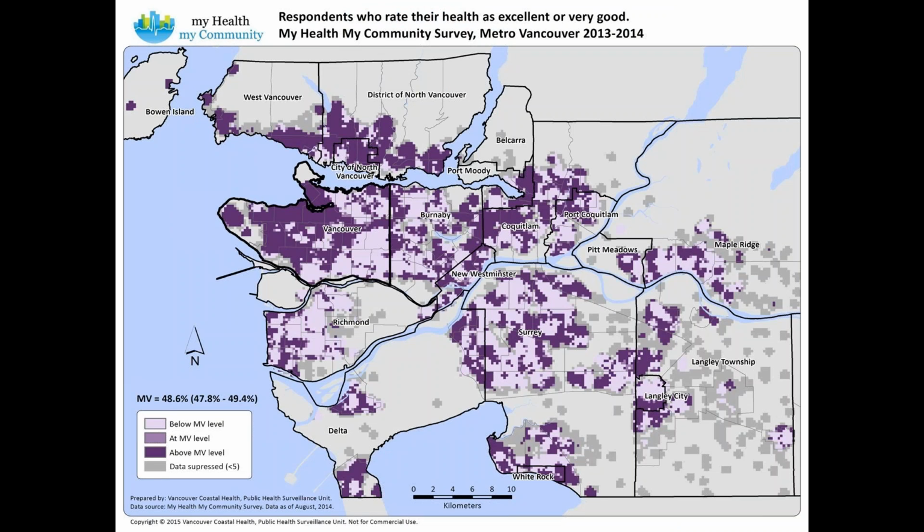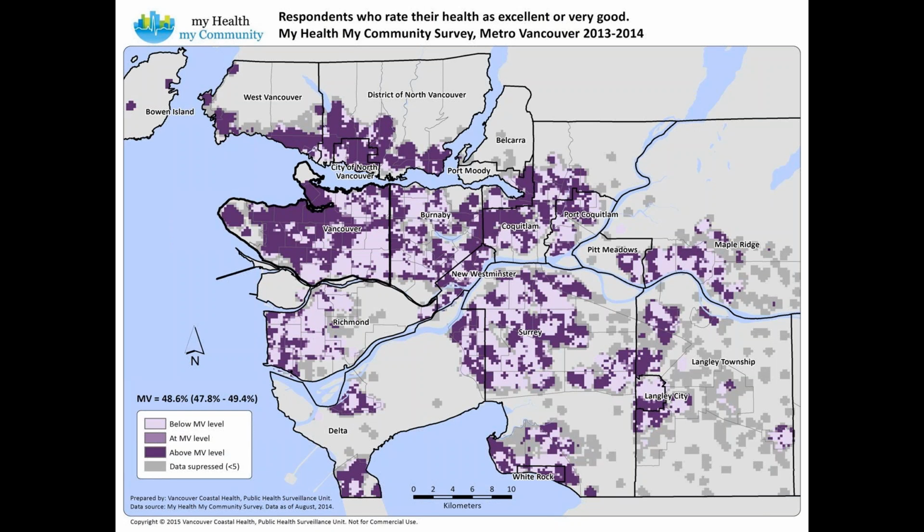So not only do we have information about the physical aspects of these folks' communities, geography, built environment, we also know and have available their health status outcome, kind of self-reported health status. So this map shows you how people have rated their physical health as excellent or very good. The darker purple people are above the average Metro Vancouver level, and the lighter purple below the Metro Van.